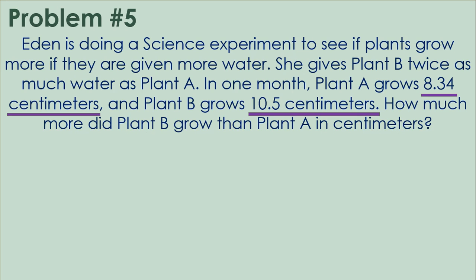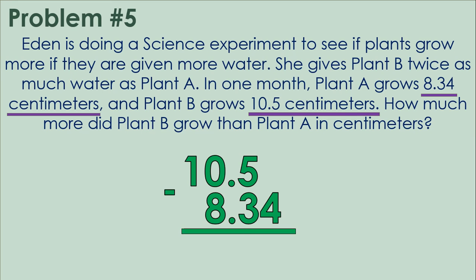So, when we're trying to find out how much more did one plant grow than the other, we're going to subtract. Make sure that we line these numbers up vertically, which means one on top of the other, lining up the place values. The 5 is in the tenths place, so that's going above the 3 in the tenths place. Now we're going to fill in those empty spaces with zeros because there's 0 hundredths, so we're putting a 0 in the hundredths place, and 0 tenths, so we're putting a 0 in the tens place.